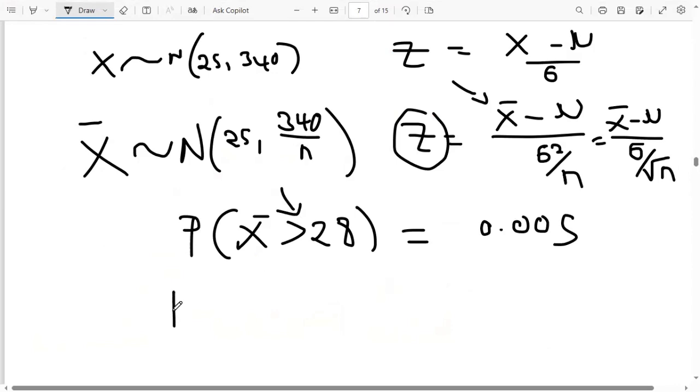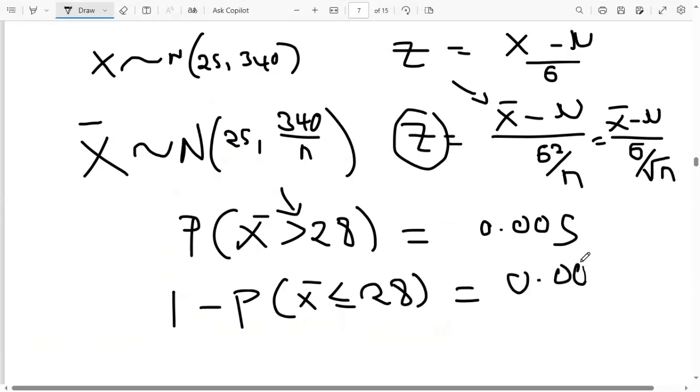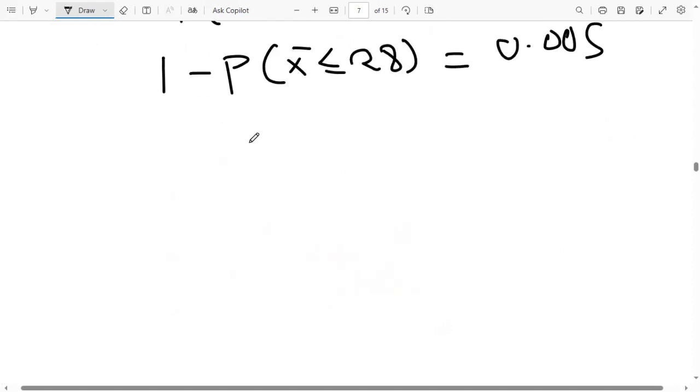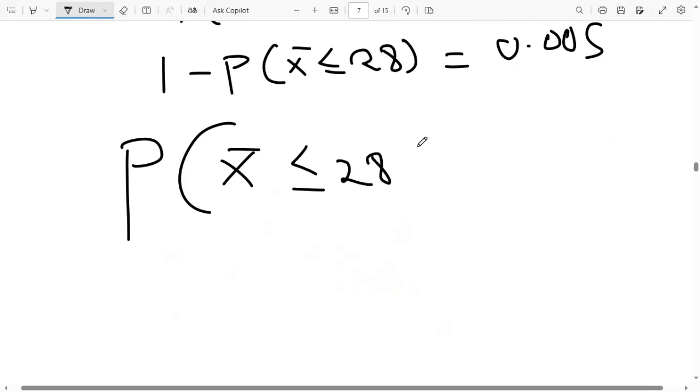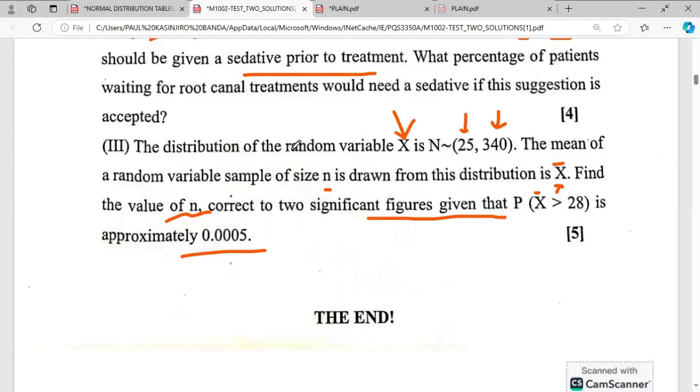Okay, so it will be 1 minus p, mean is less than or equal to 28, and then this will be equals to 0.005. Okay, and then from here, take this to the other side, bring this to the other side. We're going to have the probability of the mean being less than or equals to 28, okay, as equals to 1 minus 0.005. Okay, and then from here, okay, so here I have 3 zeros here.